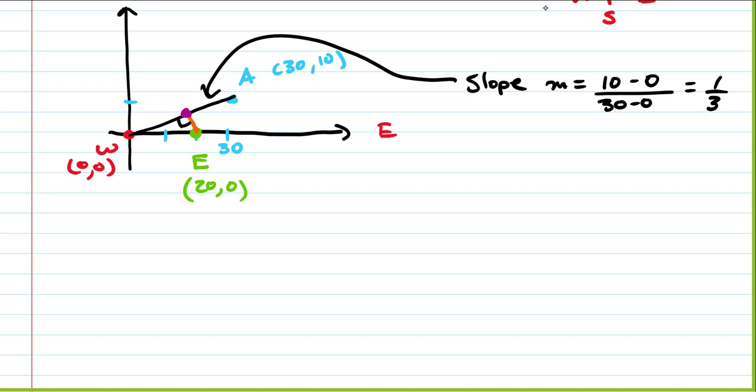Well, if that's the case, what do we know about lines that are perpendicular? So since these are perpendicular, what does its slope have to be? Well, things that are perpendicular, the product of their slopes is -1, or they are negative reciprocals. So the negative reciprocal of 1/3 is going to give us the slope of -3. So we have the slope of this line is -3.